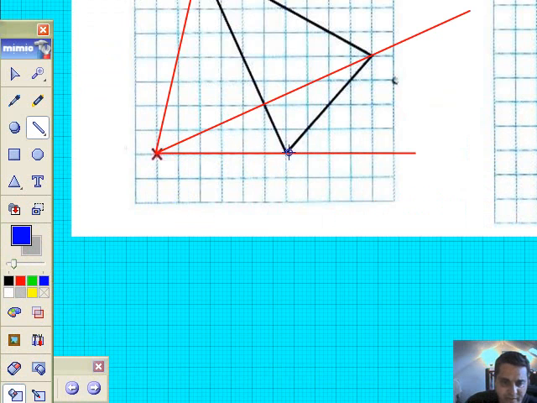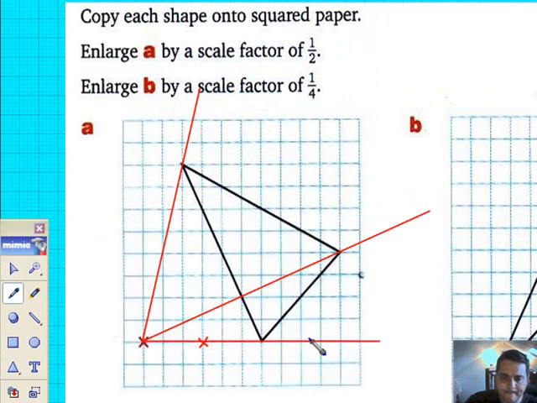So 1, 2, 3, 4, 5, 6 squares. Half of 6 is 3 squares. 1, 2, 3. That's that one done. Again, work mathematically with this one. It goes 1, 2, 3, 4, 5, 6, 7, 8, 9, 10. Well, half of that is going to be 5. So 1, 2, 3, 4, 5. And it goes 1, 2, 3, 4 up. Well, half of 4 is going to be 2. So I'm going to go 5 along, 1, 2, 3, 4, 5 and 2 up. And I'm right there. Okay, so that's that one. That's that one.